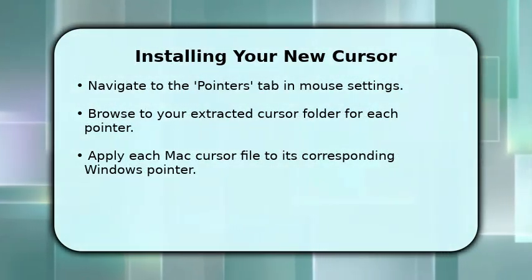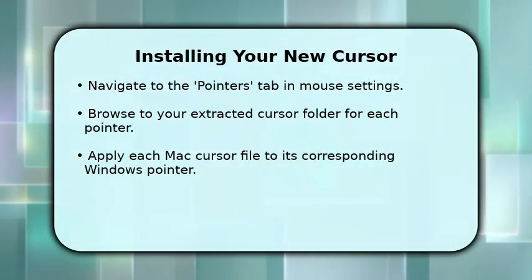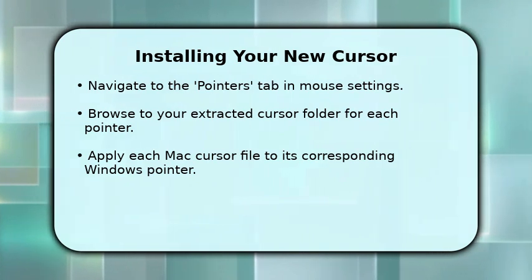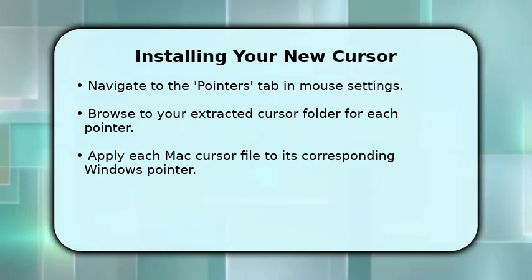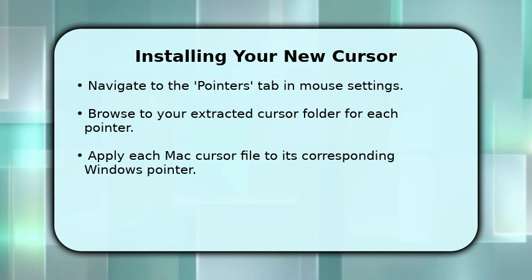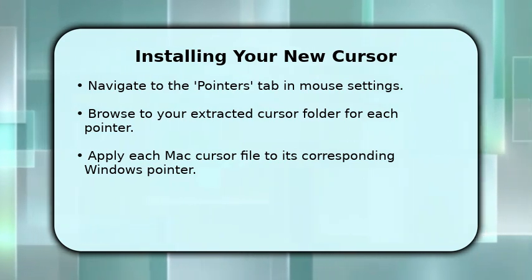Now, within the Mouse Settings window, click on the Pointers tab. Here, you'll see a list of all the standard Windows pointers. For each pointer, click Browse and navigate to the folder where you saved your Mac cursor files.